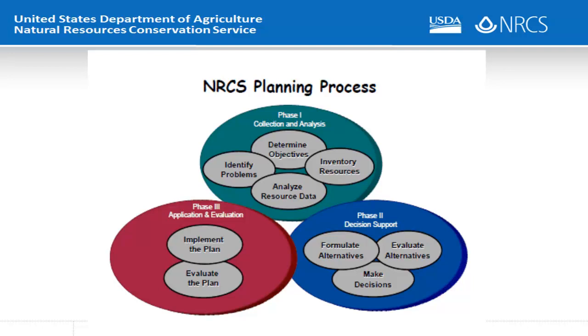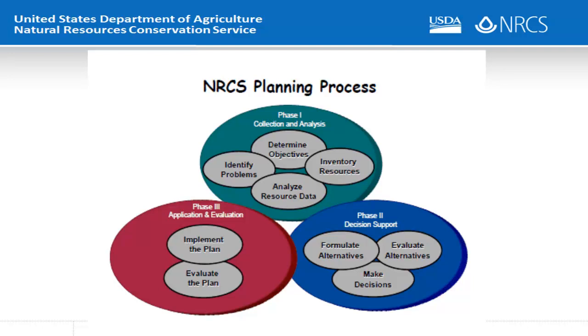In phase 2, which is decision support or understanding the solutions, we have steps 5 through 7, where we will formulate alternatives, evaluate those alternatives, and the client will make decisions. In phase 3, which is application and evaluation or understanding the results, we have steps 8 and 9. The client will implement the plan, and we and the client may need to evaluate the plan.